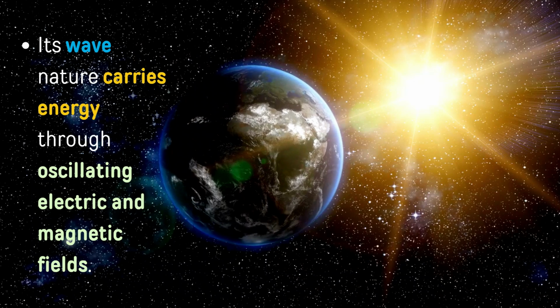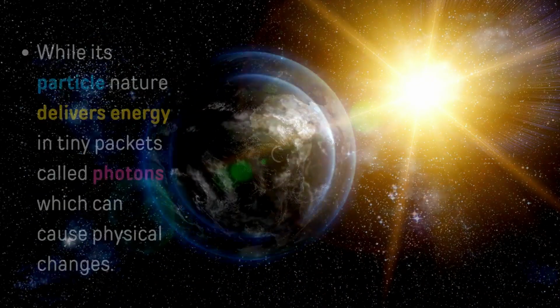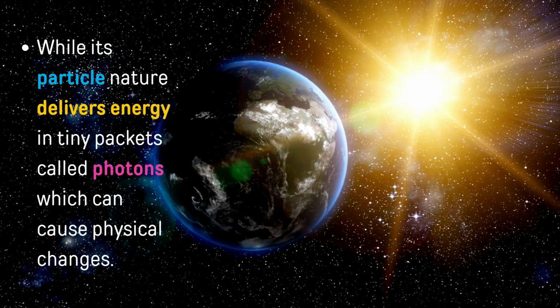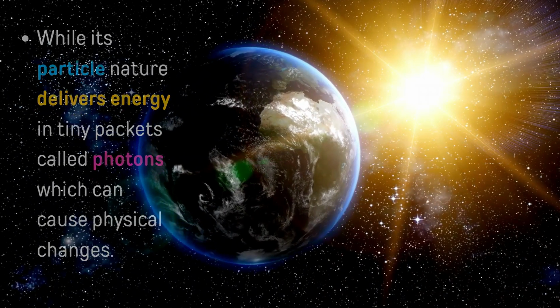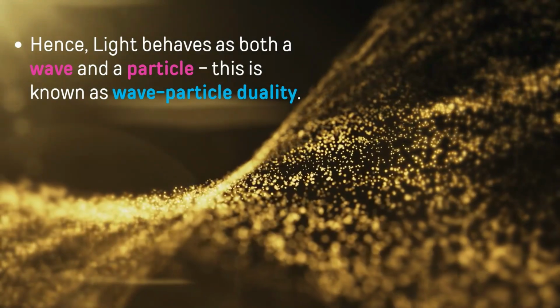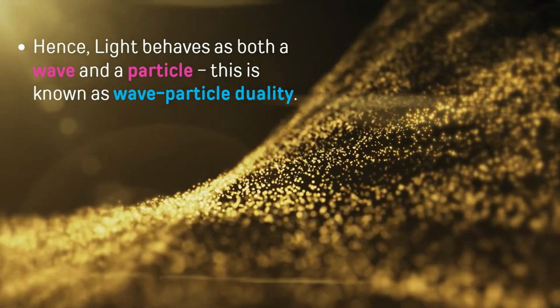Its wave nature carries energy through oscillating electric and magnetic fields, while its particle nature delivers energy in tiny packets called photons, which can cause physical changes. Hence, light behaves as both a wave and a particle. This is known as wave-particle duality.